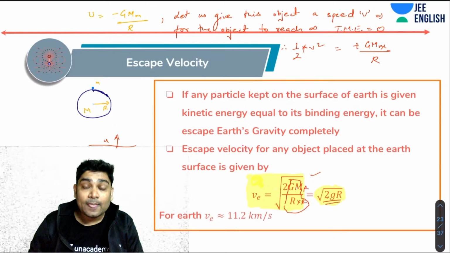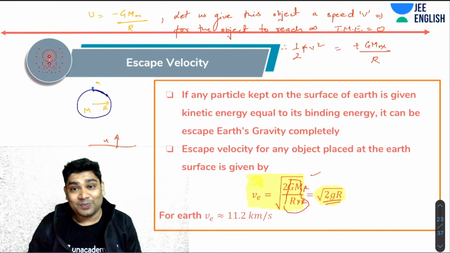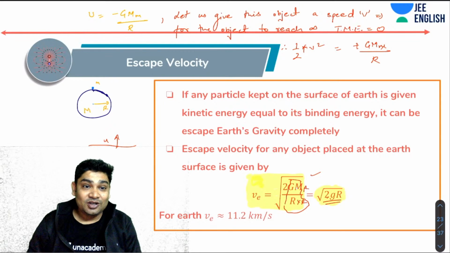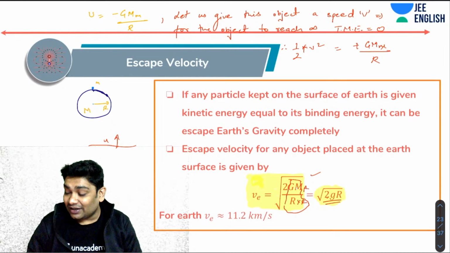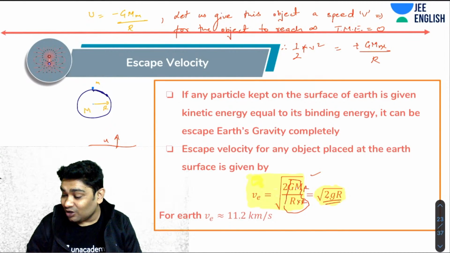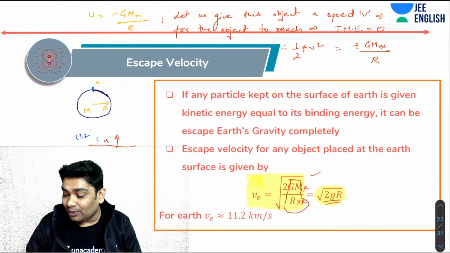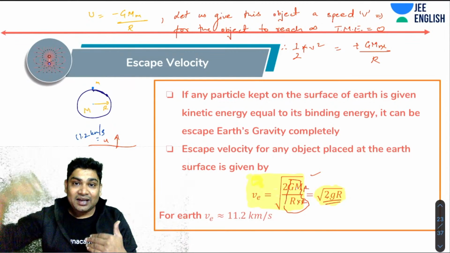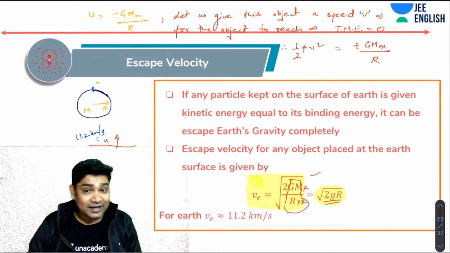Okay, remember this. Now for Earth, turns out this speed comes out to be 11.2 kilometers per second. So if you can throw some object with an initial speed of 11.2 kilometer per second, then it will be able to escape the Earth's gravitational field completely, and it will be able to reach at an infinite distance from Earth.